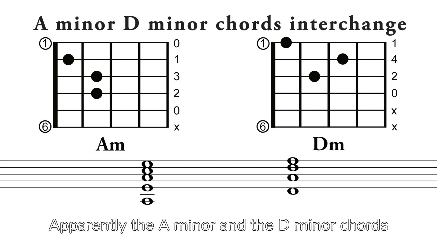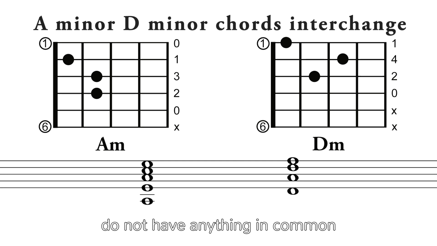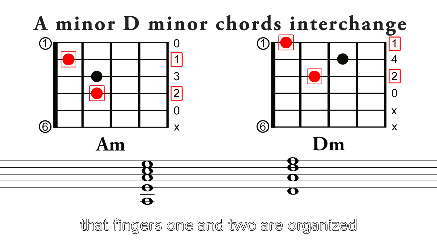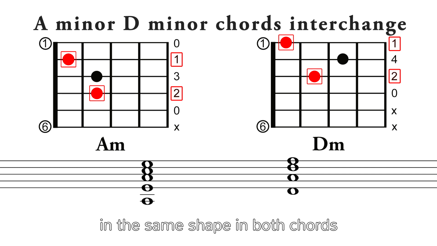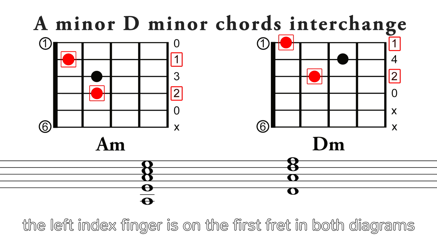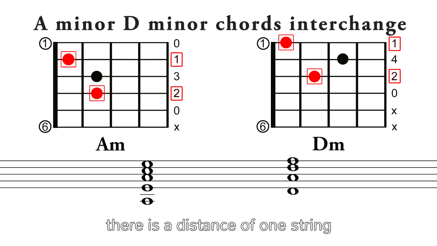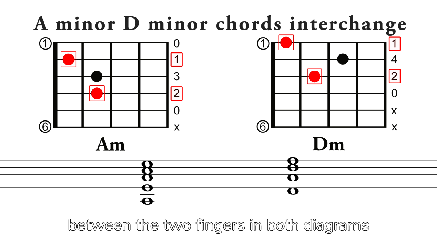Apparently, the A minor and the D minor chords do not have anything in common. But if you look at the chart, it's possible to notice that fingers 1 and 2 are organized in the same shape in both chords. The left index finger is on the 1st fret in both diagrams, as well as the middle finger is on the 2nd fret. There is a distance of 1 string between the 2 fingers in both diagrams.